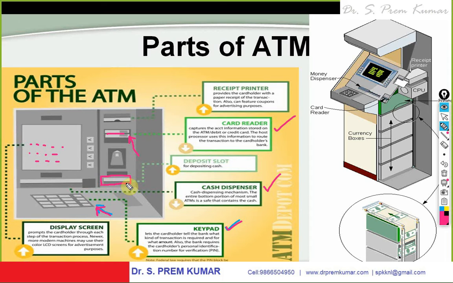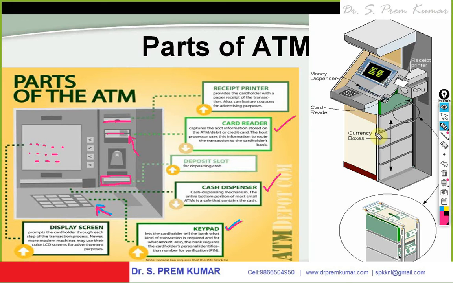After completion of the transaction, it should give a receipt. So you have a printer, which is a receipt printer. It prints the receipt and gives it to you. It is an authenticated proof that you had deposited the cash, or that you had withdrawn the amount. So you should get a printed receipt. You can get back the receipt from this. This is called a receipt printer.